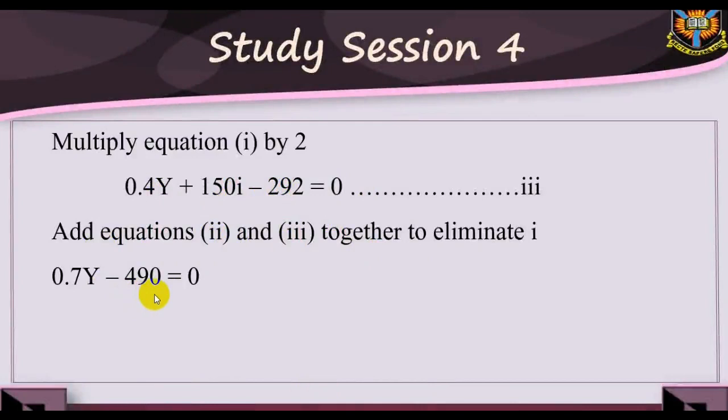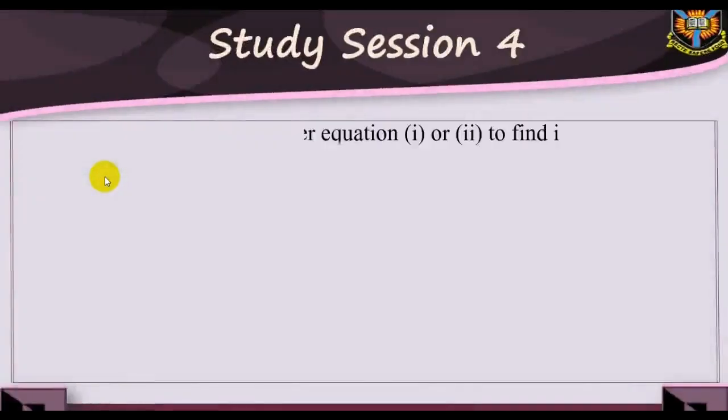That gives us 0.7Y minus 490 equals 0. 0.7Y equals 490. Y equals 700. Substitute Y equals 700 into either equation 1 or 2 to find i.